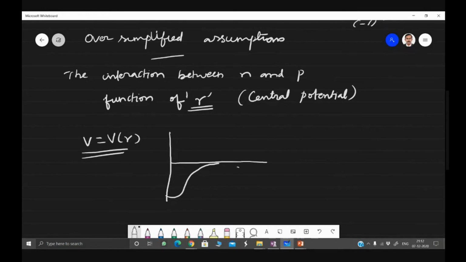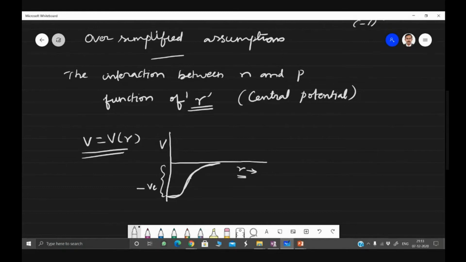This should approach zero as the value of R increases, and it has to be attractive. The attractiveness is defined by the negative side, and the depth of the potential defines the strength, and it is short range. The potential approaches zero as the R value gets larger. So any potential we assume for the study should obey these properties.